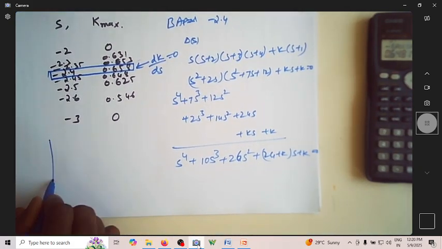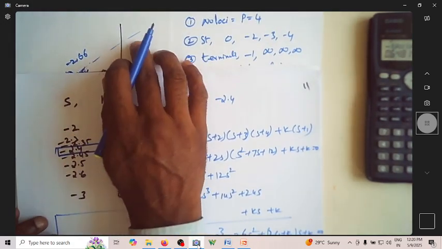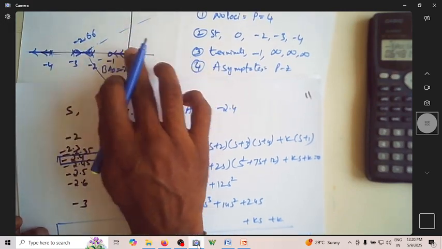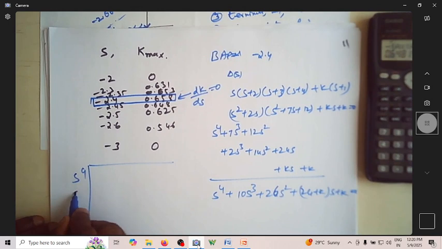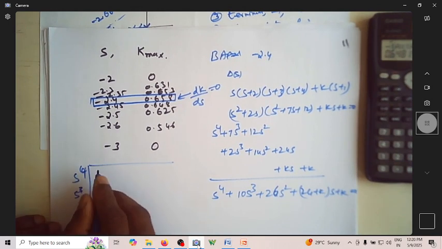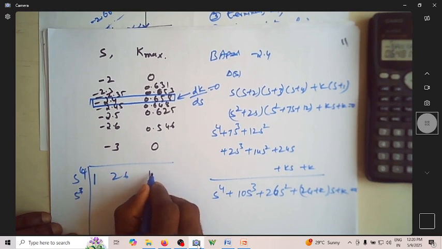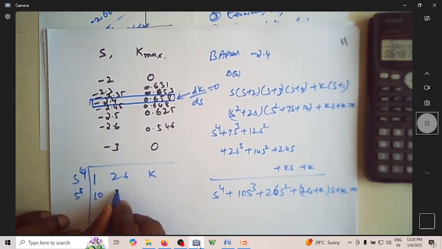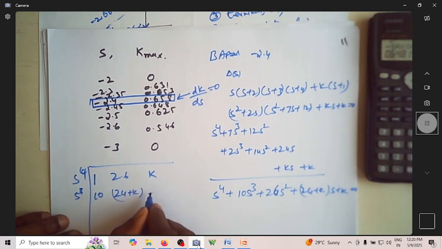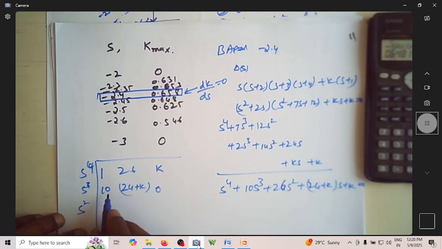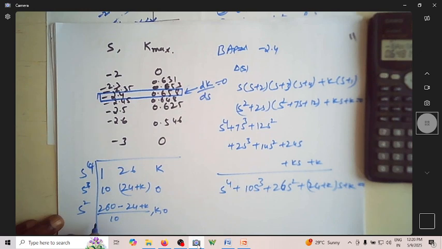So let us write the Routh array. Why are we doing this? We are doing this to know the point of intersection of the root locus and the imaginary axis. So for s power 4, s cube, it is now 1, 26, k, then 10, 24 plus k, 0. So s square is 260 minus 24 plus k, divided by 10, and this is this into this, then it is k, 0.